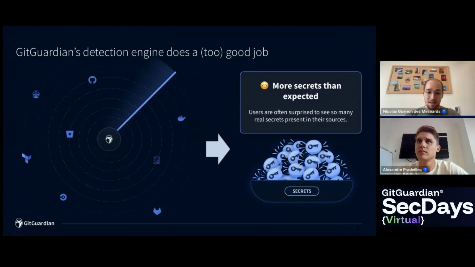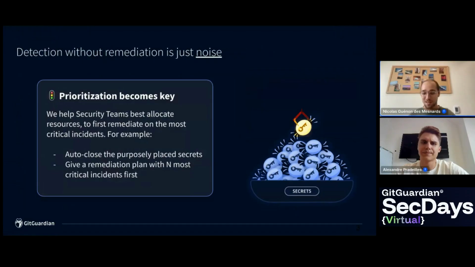Leaks are everywhere. And when customers take on the product, they expect maybe to see some incidents, some leaks, but they clearly don't expect that there are as many as they found out. That's just the real truth of it. There are lots and lots of leaks, and we cannot just hand them out to security teams, right? If you just do secret detection without remediation, it's just noise. And the first step of remediation is prioritization.